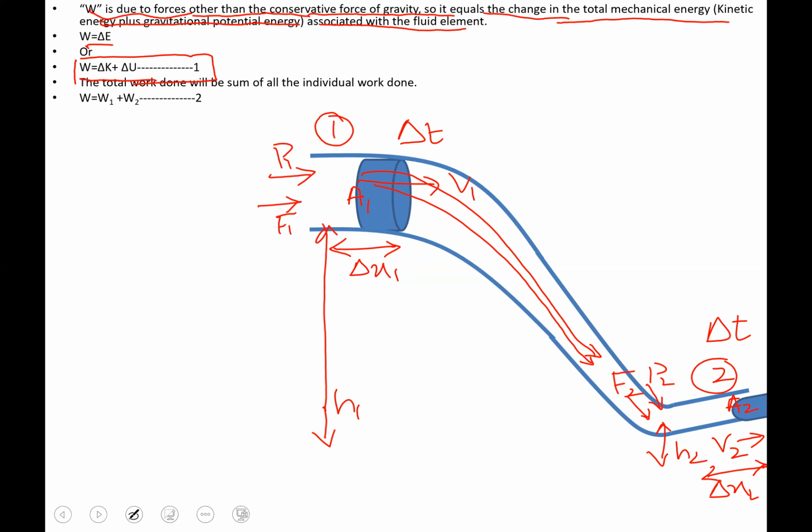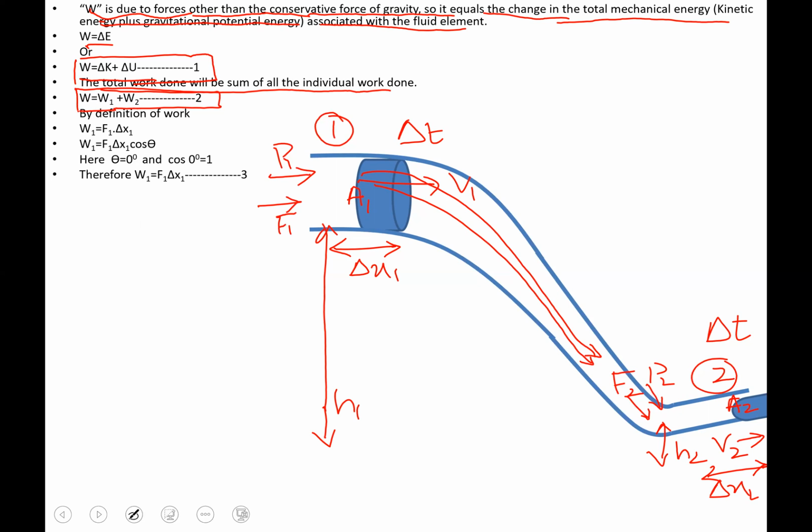The total work done is the sum of the individual work done on the pipe, at the upper level, point 1, and at the lower level, point 2. So we can write mathematically that the total work W is equal to W1 plus W2. That is the net work done by the fluid inside the pipe.